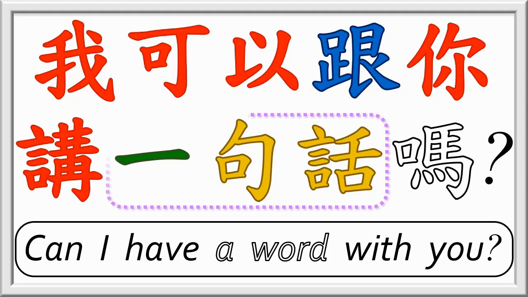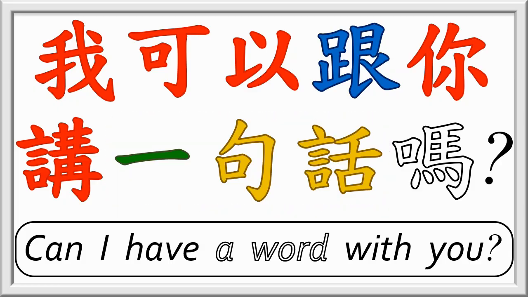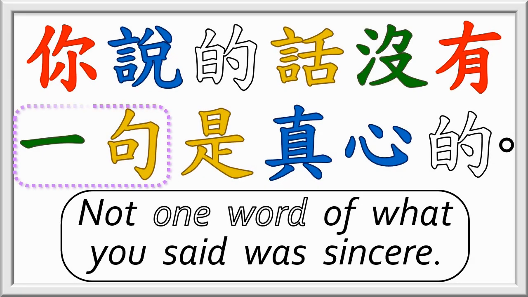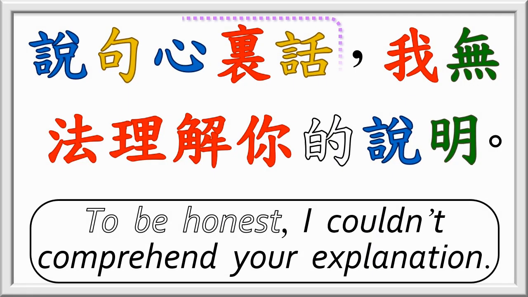句 is also the measure word for sentences and speech. 我可以跟你讲一句话吗？Can I have a word with you? 你说的话没有一句是真心的。Not one word of what you said was sincere. 说句心里话，我无法理解你的说明。To be honest, I couldn't comprehend your explanation. Literally, to speak the words in my heart.